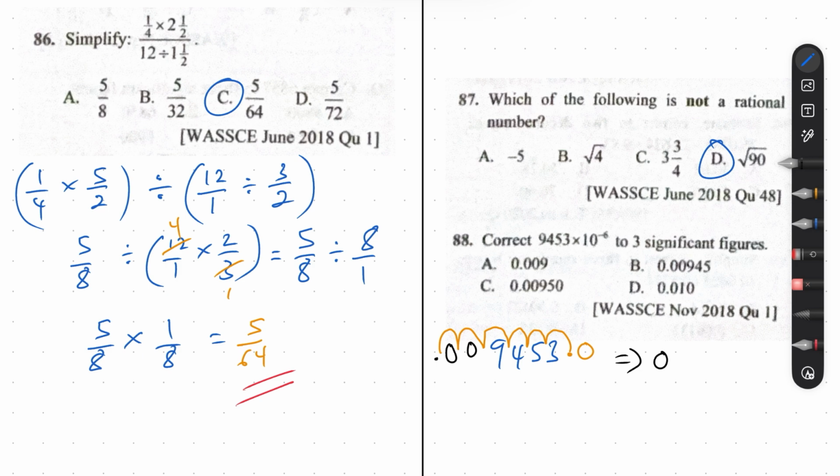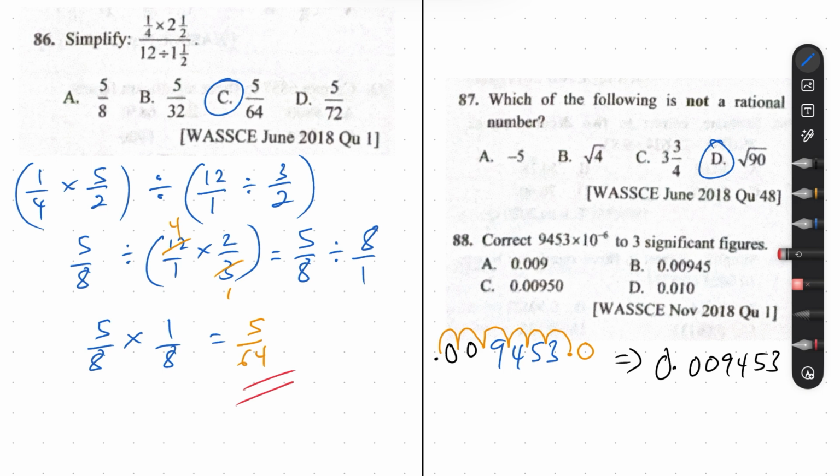So what comes before the point? This point now we have here. What comes before it? We put 0 because that's what it means. So our answer will be 0.009453. Okay, 0.009453, and that is the answer, B.